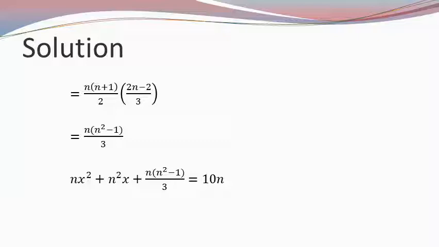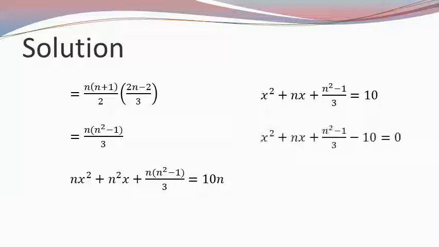Now in this equation n is a common factor, so that can be cancelled out and we get this. Now taking the 10 which is present on the right hand side to the left, we can write down the equation in this form, which can be written like this. Now this is a quadratic equation for which a is equal to 1 and b is equal to n. C here is equal to n squared minus 31 divided by 3. So we make a note of all these terms.